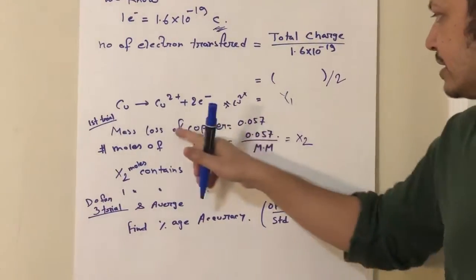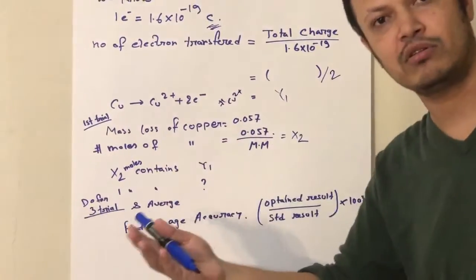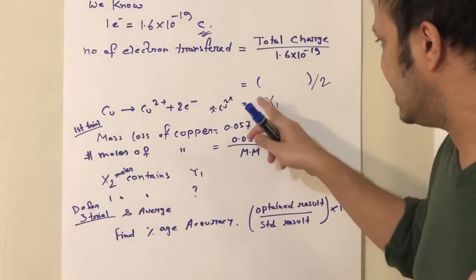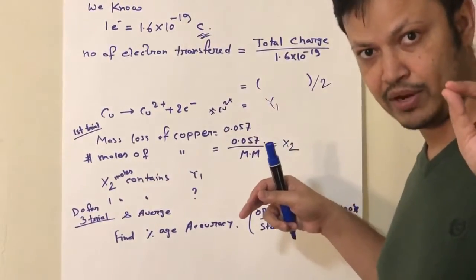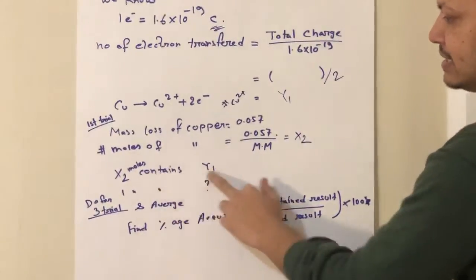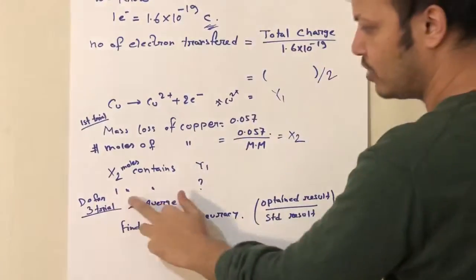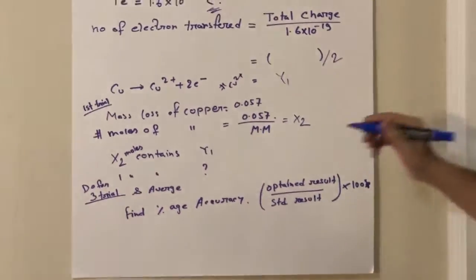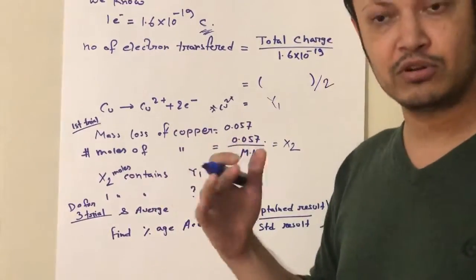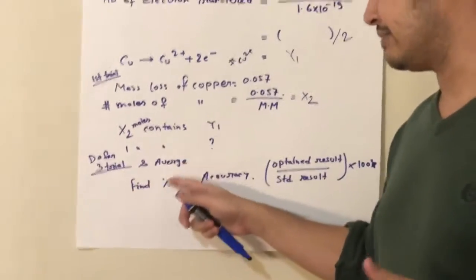Whatever the mass loss of copper is, it becomes copper ion. So this is the number of moles and this is the number of copper ions. The x2 moles of copper contains y1 copper ions. So what does 1 mole contain? You will get a big number, which will be very close to the Avogadro number. Do this for 3 trials and take the average.